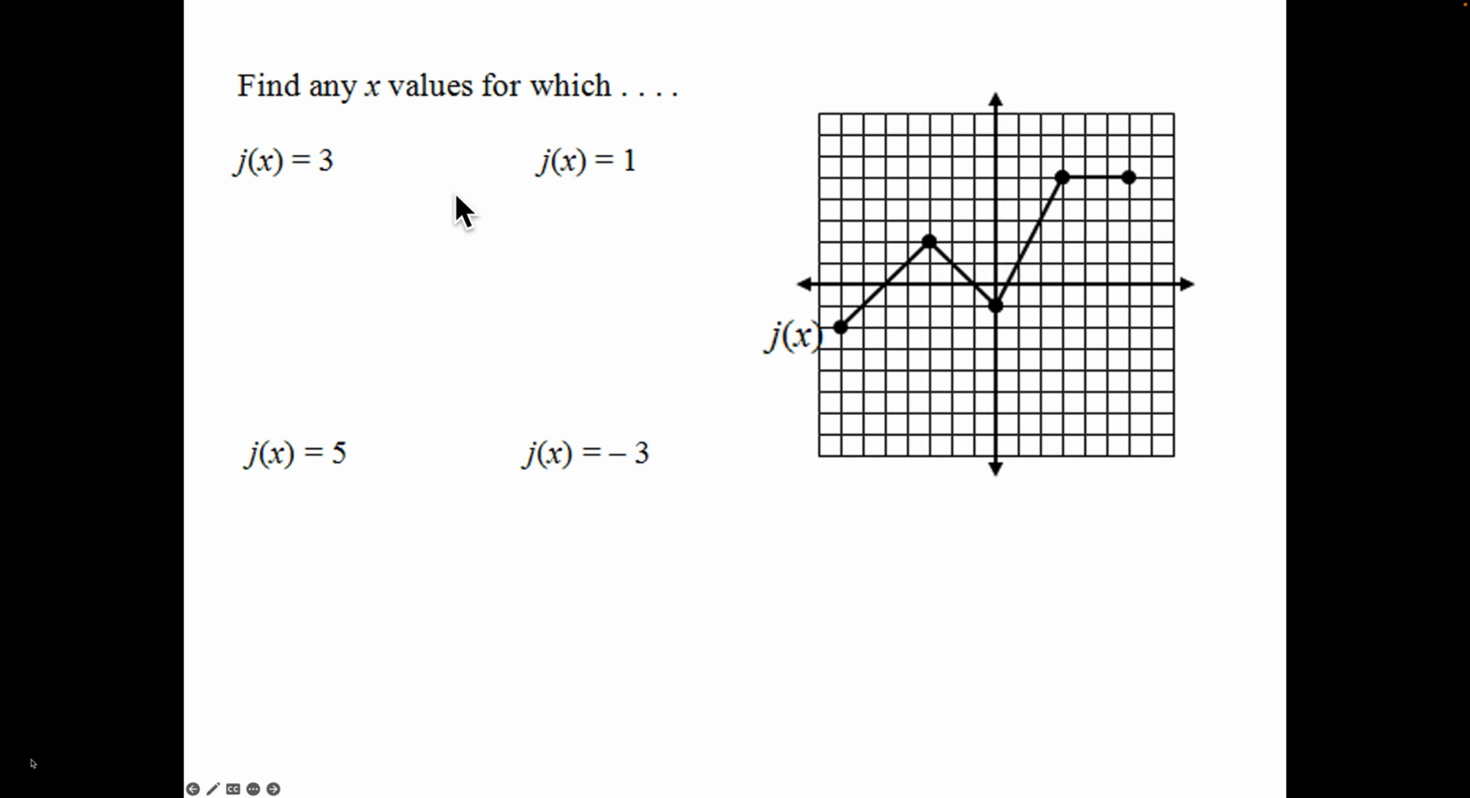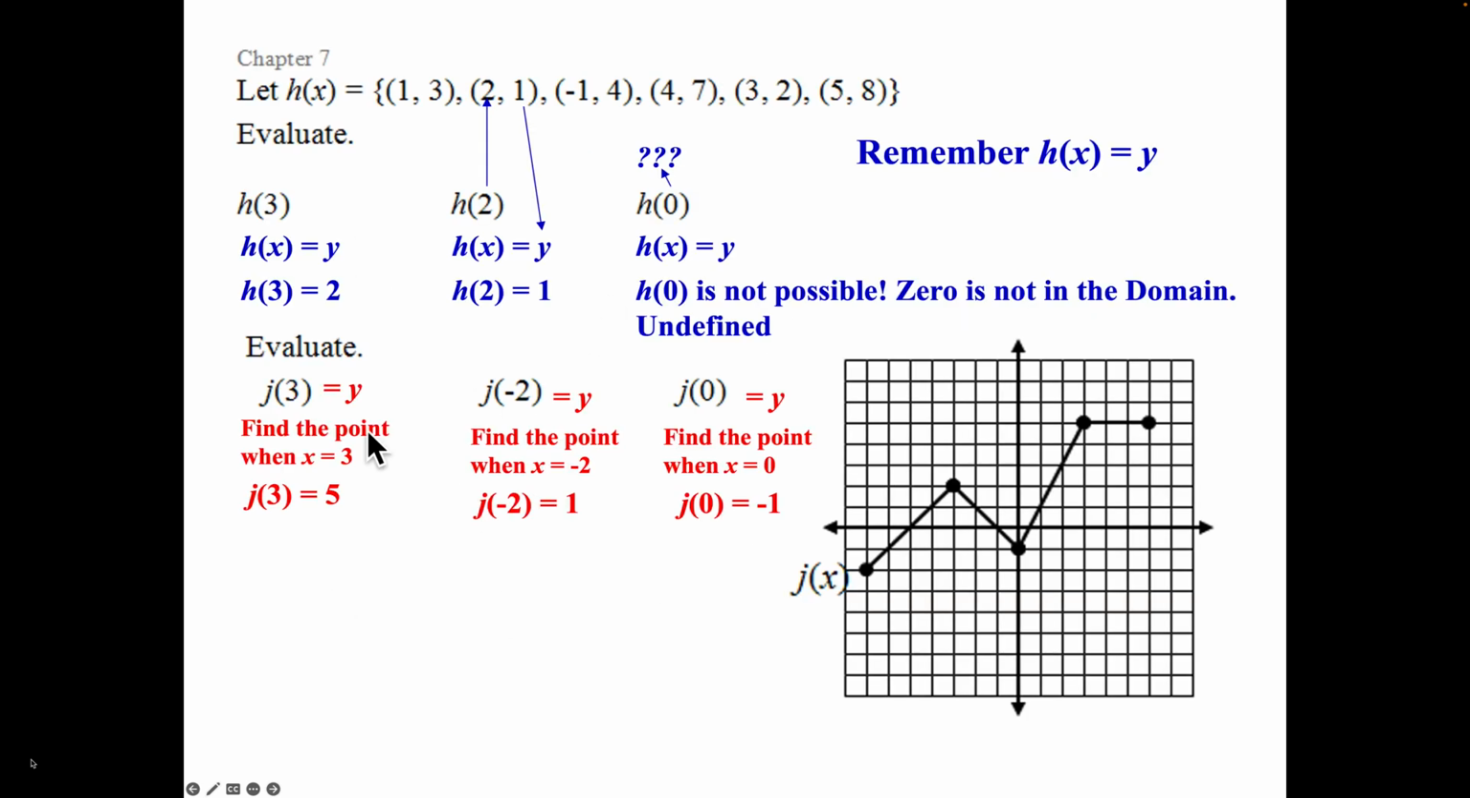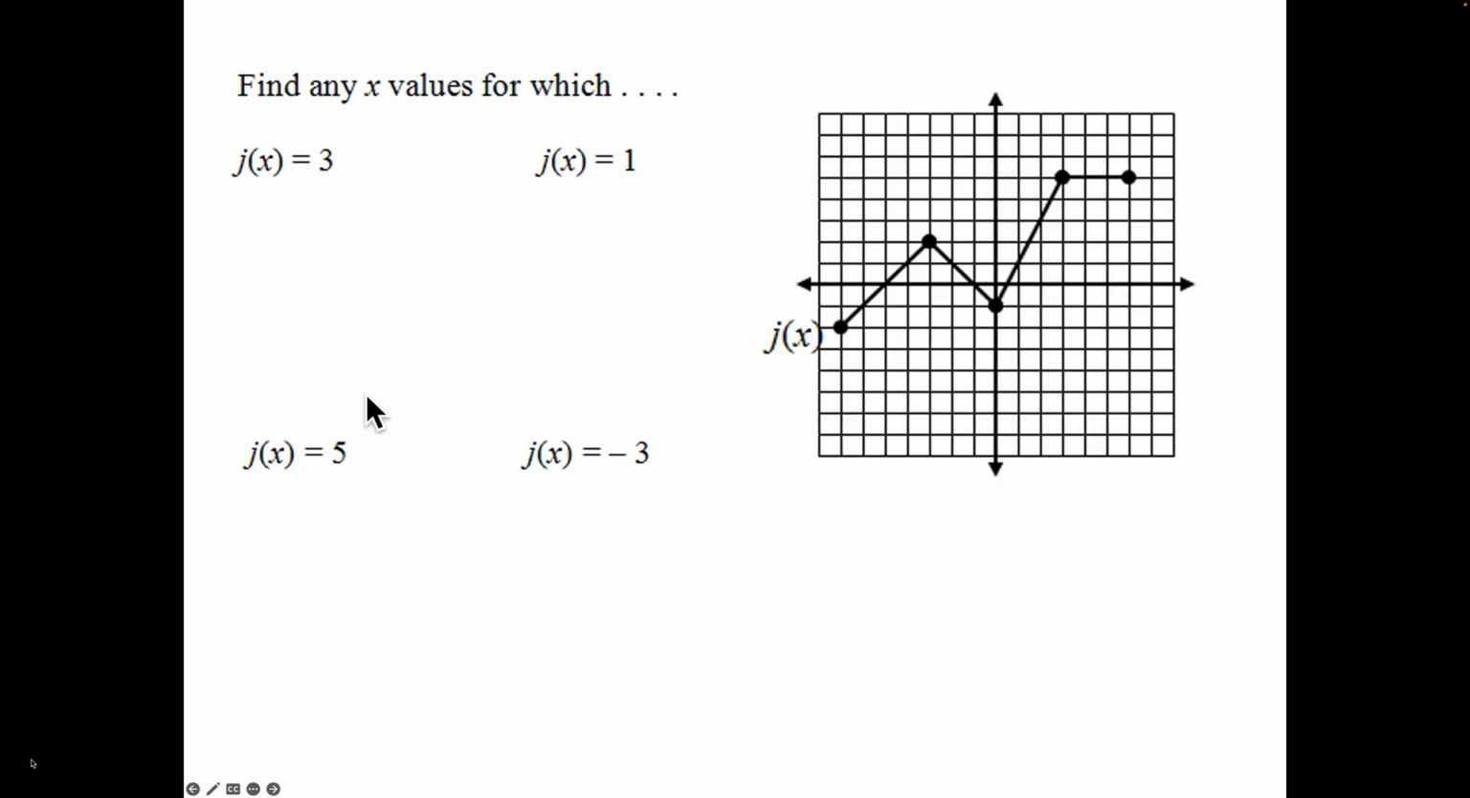Same graph, but notice the difference here. Now this was j of 3, we had to equal y. Now notice it says j of x is equal to 3. So 3 is actually in the y position. And notice it says find any x values. It's plural. There can be more than one possible answer.